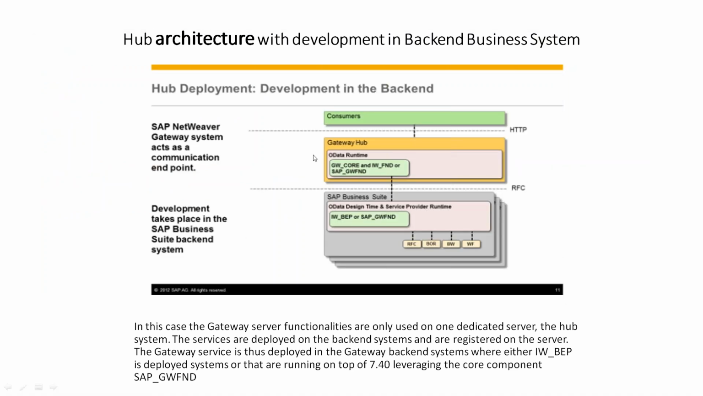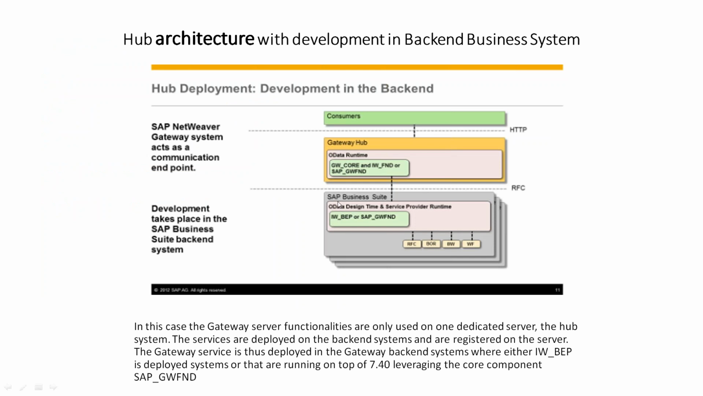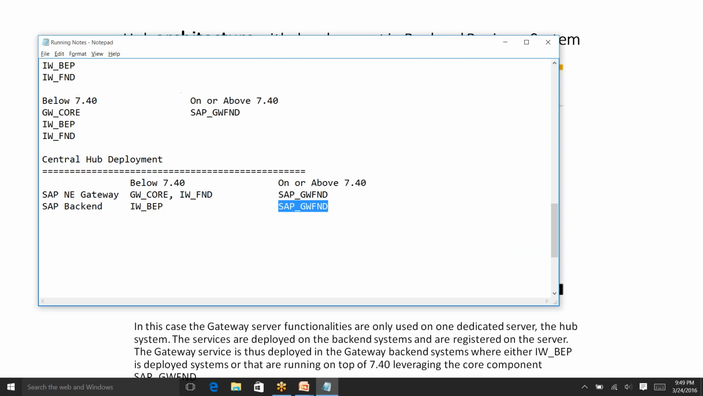Let's see what the pros and cons of this hub architecture are. So what happens in the central hub deployment is you are going to build all your services in IWBEP. I mean, you are going to build all your services in the business backend systems.